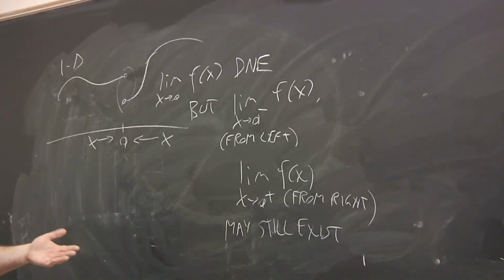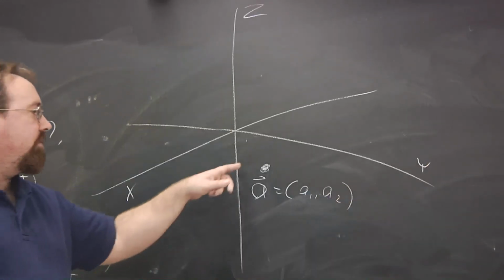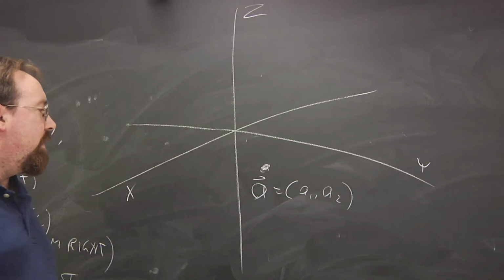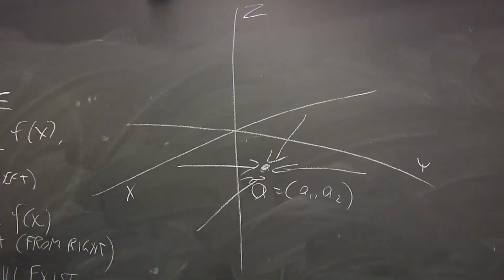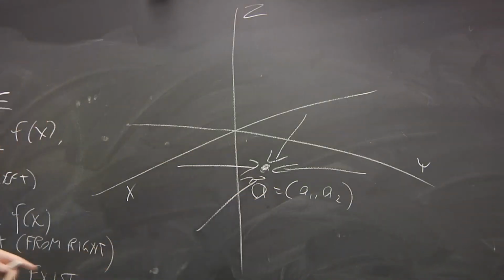Now what about multivariable? Well, here's your point A, somewhere in the xy plane. You want the behavior of a function as x and y approach this point. Well, you can approach it from infinitely many directions. So you have to make sure that no matter what direction x and y are approaching A from, the value that is approached is the same. Otherwise, the limit doesn't exist.